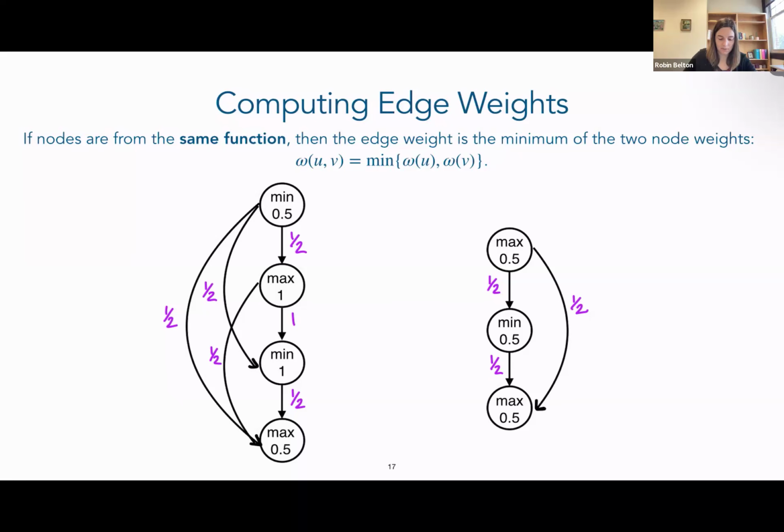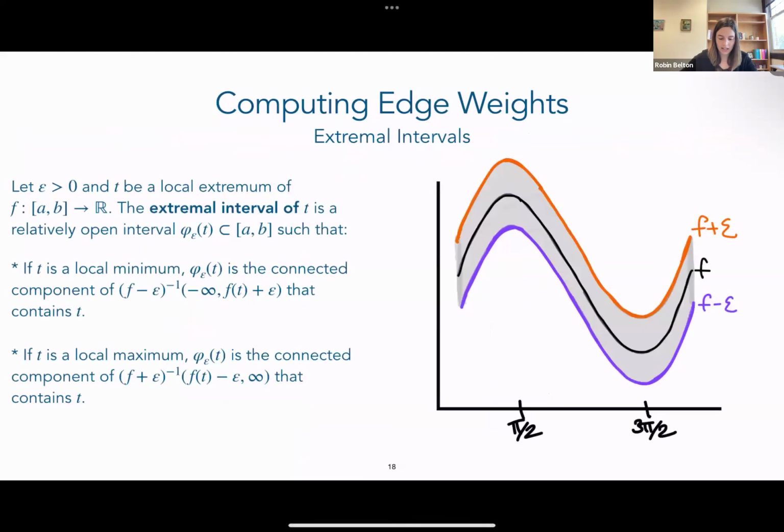So in this example, I'm starting to construct the extremal event DAG for sine of x shown on the left, but also adding in a cosine of x on the right. All right. So we have those directed edge weights. And then the last edge weights we need are our cross edges between extrema, one from sine of x, one from cosine of x. And computing those weights is a little more complicated.